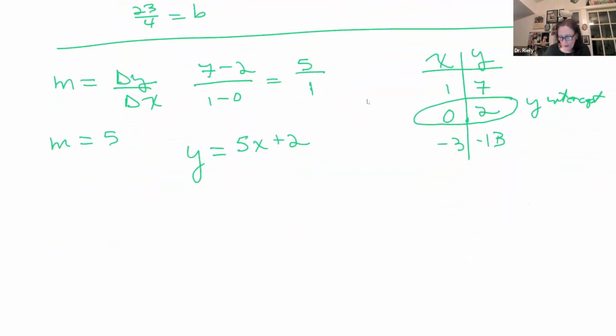How are you at graphing? If I gave you this, we tend to graph the following way. Start at your initial value, which is that 2. Go up 5, 1, 2, 3, 4, 5, over 1. That gives you your second point, and there is your curve. Okay, that's your line.